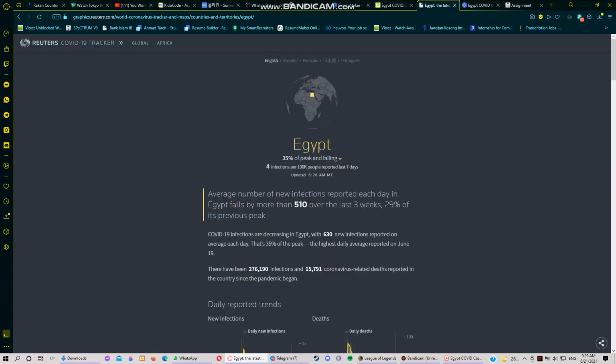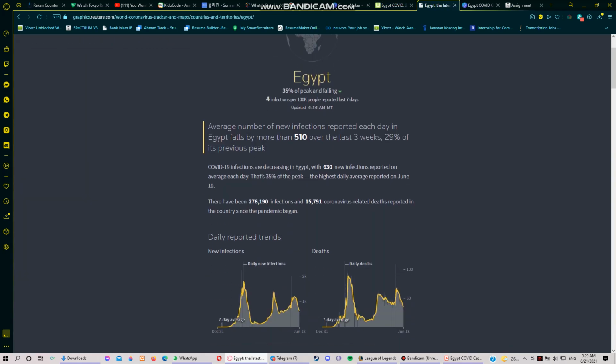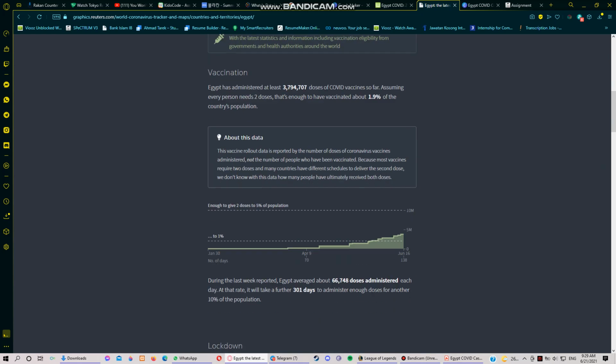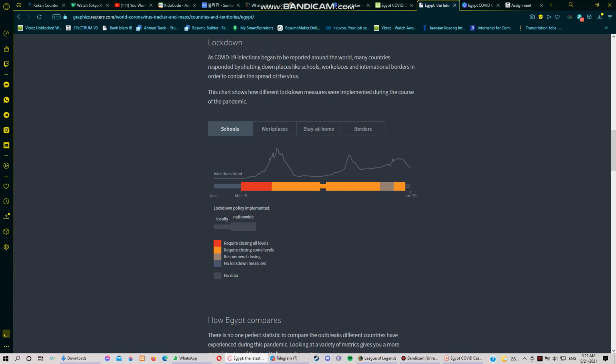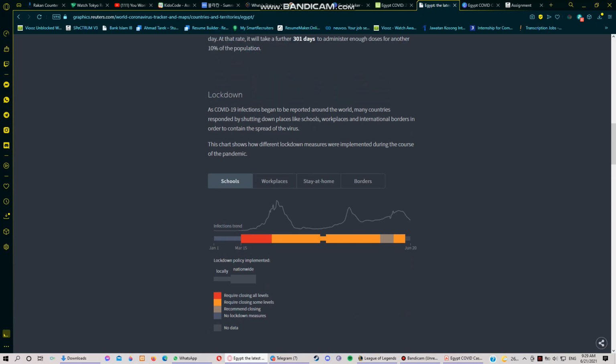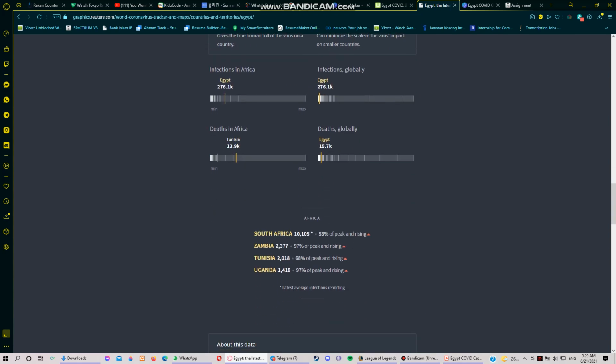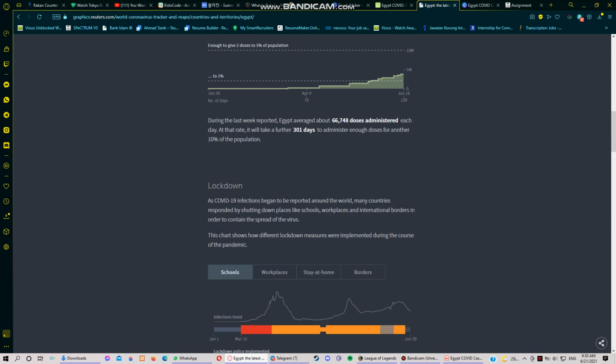The second one is a little more detailed, and it has a lot of graphs that represent deaths and also lockdown, yeah, that's the word I was looking for. Sorry. It also sometimes compares Egypt to other countries in Africa, like South Africa, Zambia, Tunisia, etc. According to this website, we are actually doing better than some other countries in Africa.